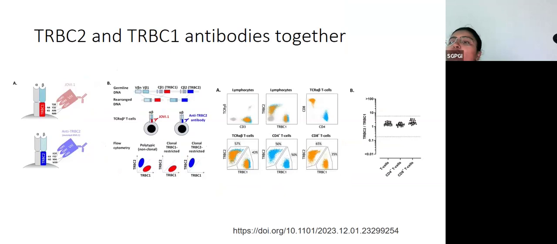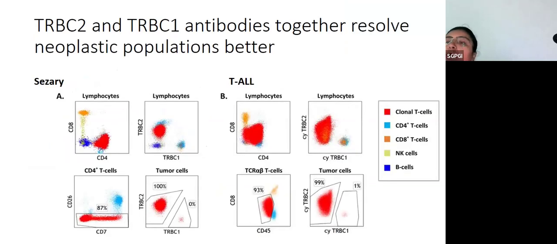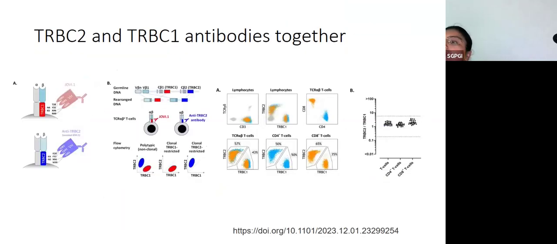And now Horner's group, what they've tried to do is that when you talked about kappa and lambda, B cells express either kappa or lambda. The same way T cells, whenever they undergo a TCR beta rearrangement, would express either TRBC1 or TRBC2. Earlier, we were seeing that whatever is negative for TRBC1 is positive for TRBC2. That was an assumption that we had.